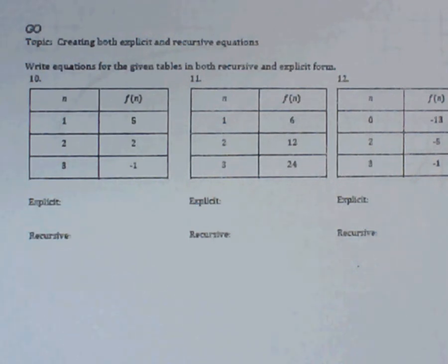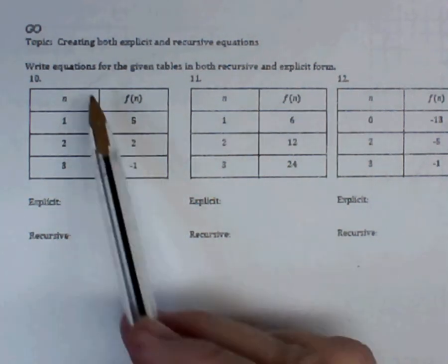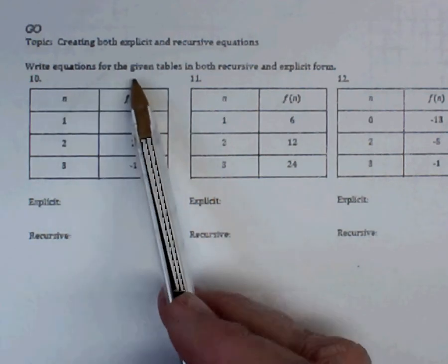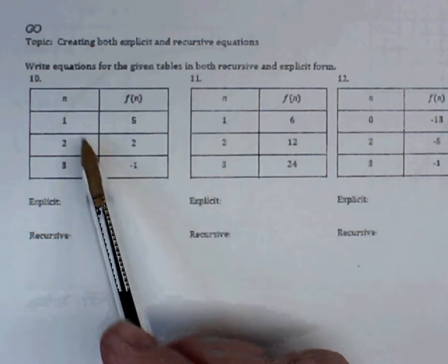Okay, this is Miss Mills. More work on the Module 3 test. So let's take a look here at, this is actually page 1. And we're going to go back to thinking about how to write equations given some tables.